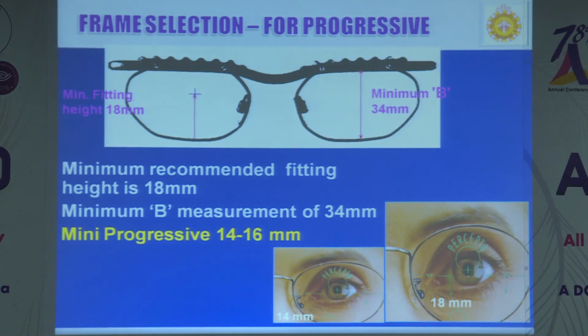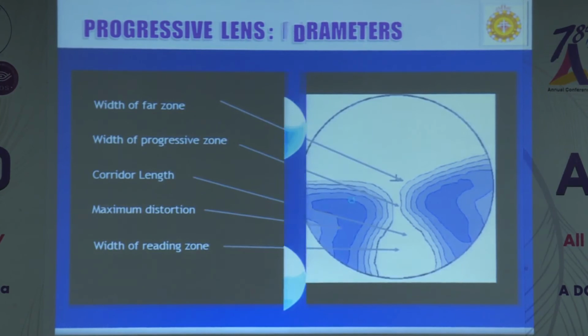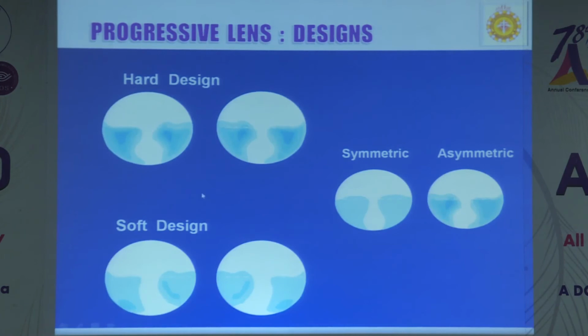For the selection of the spectacle frame for progressive, the size should be at least 34 millimeter and the fitting height should be 80 millimeter. Those who want a small frame, the fitting height can be 14 millimeter. That choice is also available. As I told you, this white area is visible. This blue area is not comfortable with the progressive, so this area will be reduced in the progressive glass. To compensate for that, so many choices are now available, with soft design, hard design, symmetrical, asymmetrical, depending upon your occupation. Different designs are now available in the progressive.